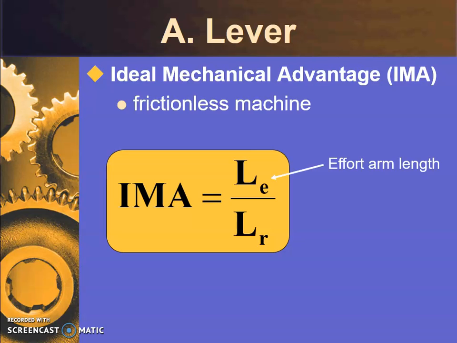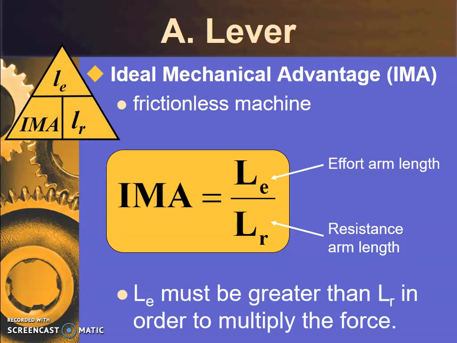So you have the effort arm length in meters, so the length of the arm that the human is inputting their work on. And then you have the resistance arm length, so this is the length of the arm measured in meters of the machine's work effort.